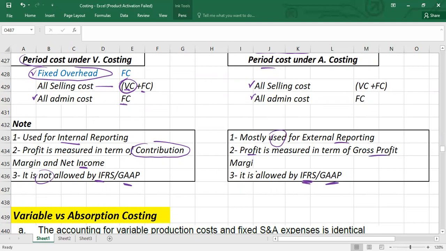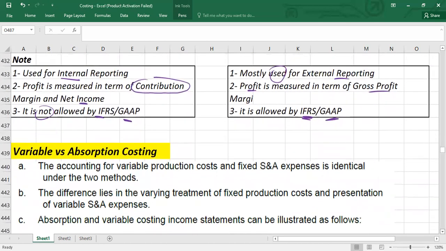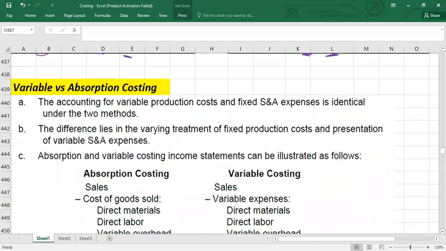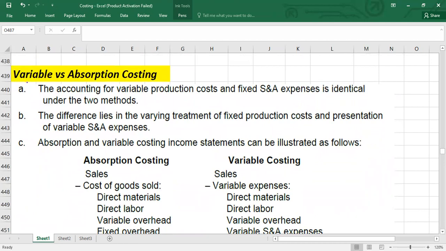Okay, guys, so here we go. I'm going to show you first just a shortcut presentation, then we will start the calculation of the product cost and how to prepare the income statement. Because it's just an introduction, I'm telling you about variable costing and absorption costing. Please remember, these three points are really important.